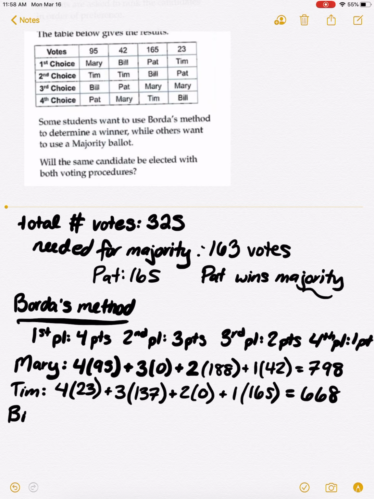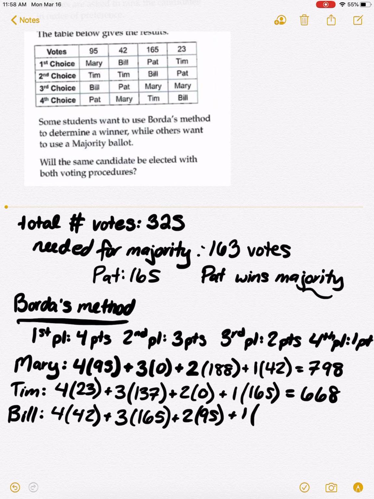Excellent. Bill, let's add up his votes. How many first place? He's got 42. For second place, he has 165. For third place, he has 95. And for fourth place, he has 23. We add that up and we get 876.